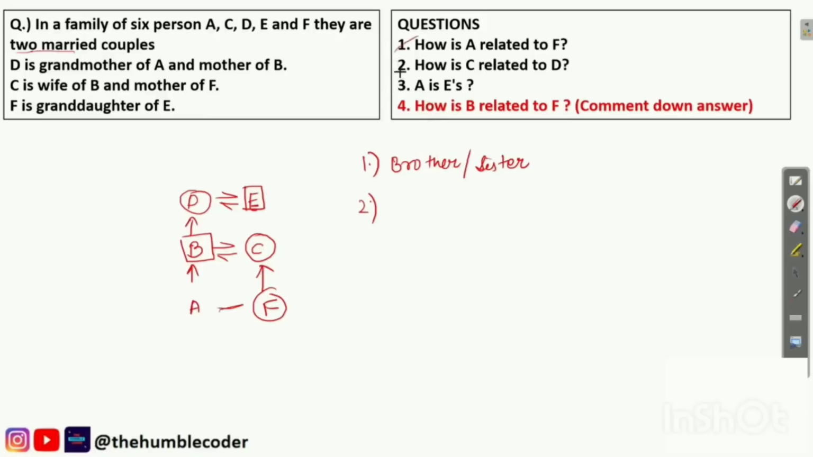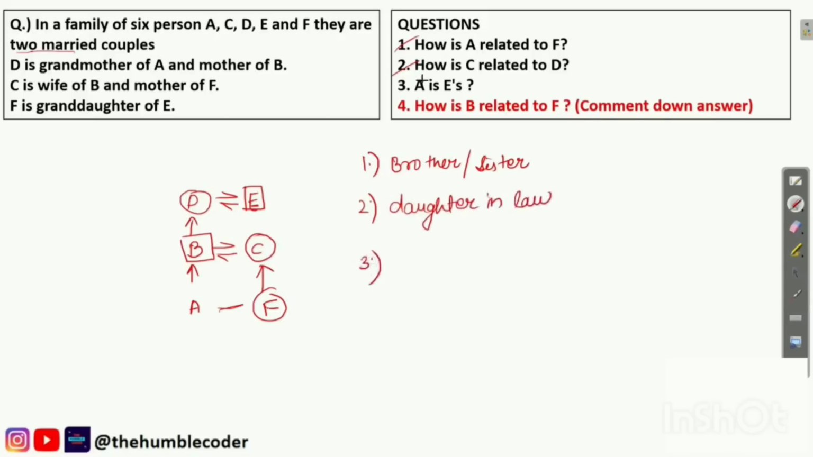Moving on to the next question, question number 2. How is C related to D? So we have C over here and D over here. So D is the mother of B. So C and D, the relation will be mother-in-law, right? Because D is the mother-in-law of C, and we have to find how C is related to D. So in that case we will answer daughter-in-law. So C is the daughter-in-law of D.